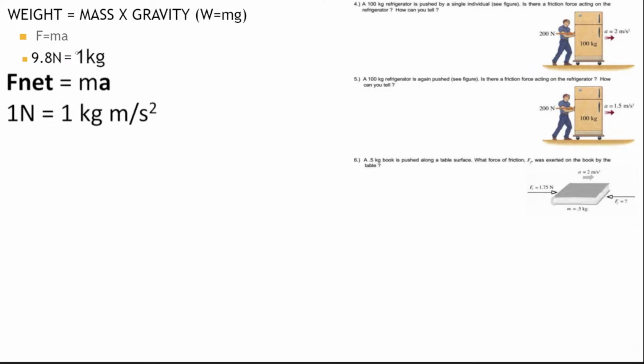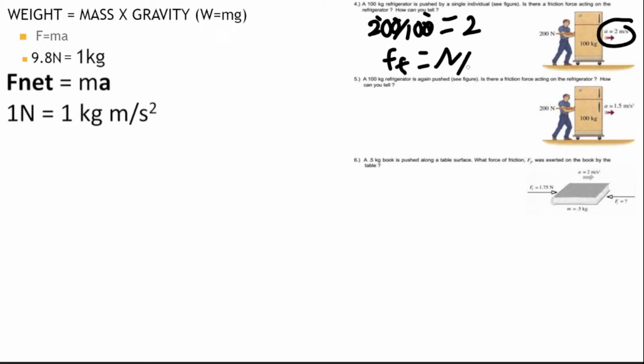If we look here, we can find it using this. We have our push force, which is 200 newtons, and we have our mass, which is 100 kilograms. All we need to do is 200 divided by 100, and that should equal 2. That aligns with our 2 meters per second squared, so we should be good. There is no friction. So the force of friction is equal to N/A, not applicable. There's no friction in this problem.